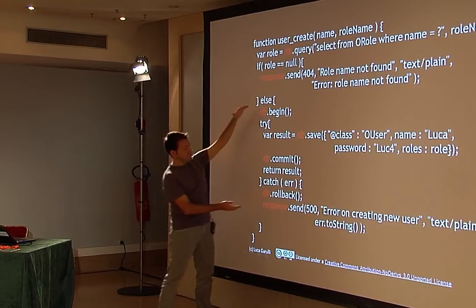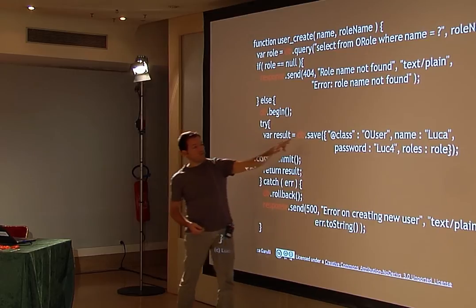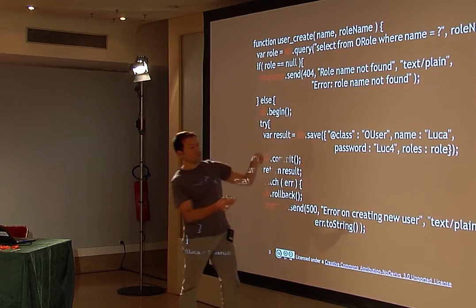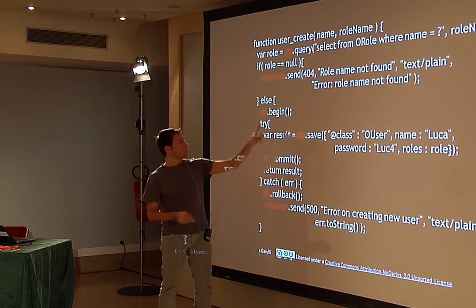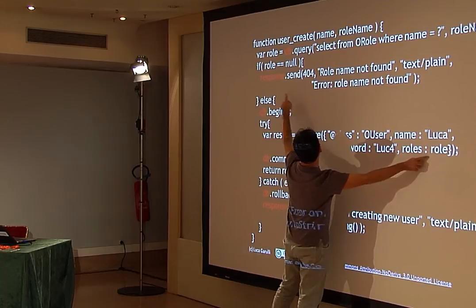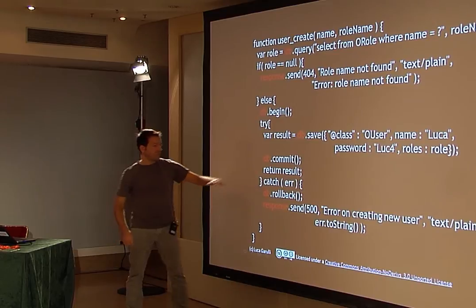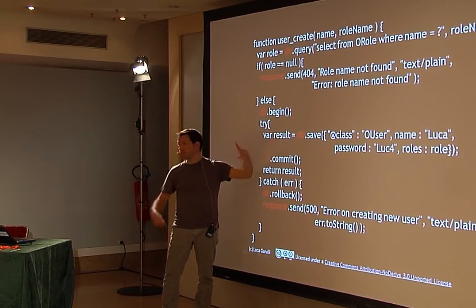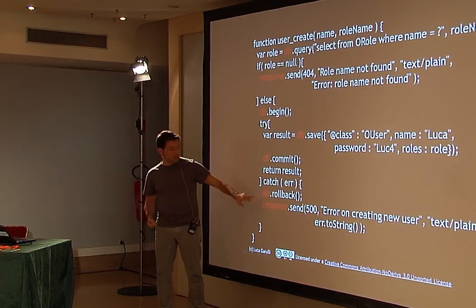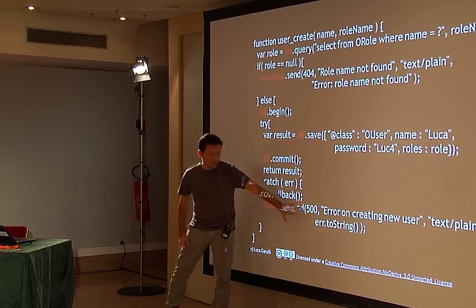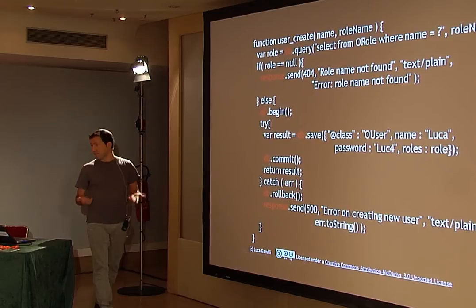Otherwise, I can begin a transaction. This is JavaScript. And I can save the new user. Oh, the name is wrong, but should be name. Okay. And the role I just retrieved in this position. Okay. Commit. Return result. That is the record ID. In case of error, I can roll back my transaction. I can return an error to the client. Very, very easy. It's JavaScript.